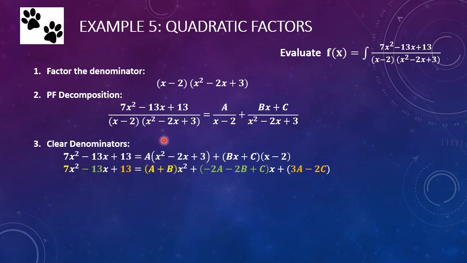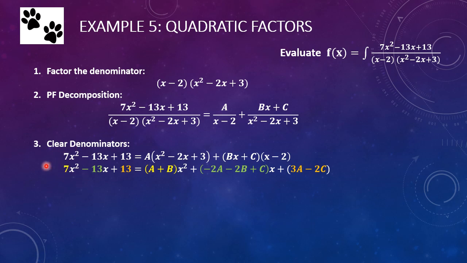If we go through, we can see we have an ax squared and a bx squared, so we get a plus b times x squared. We have a negative 2ax, a negative 2bx, and a positive cx. So we get negative 2a minus 2b plus c times x. And then as far as constants, we have a 3a and a negative 2c. As you can see here, I've color-coded these to hopefully make it easier.